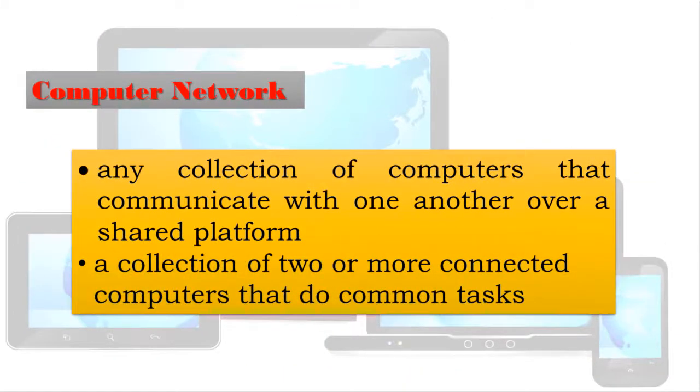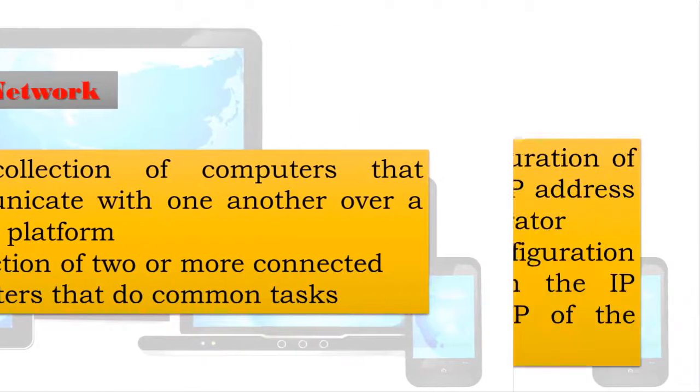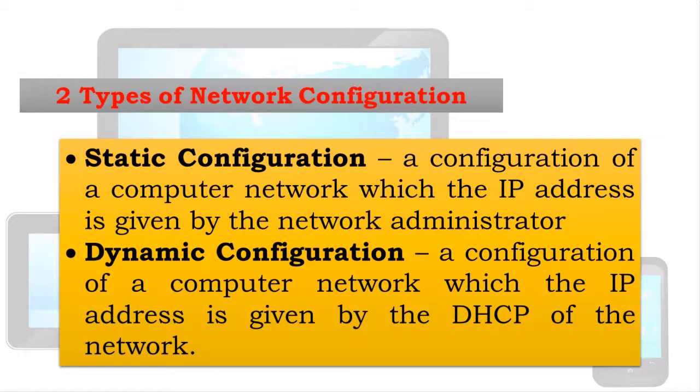Computer network is any collection of computers that communicate with one another over a shared platform. There are two types of network configuration: the static configuration, in which the network administrator gives the IP address, while in the dynamic configuration, the DHCP will give the IP address.